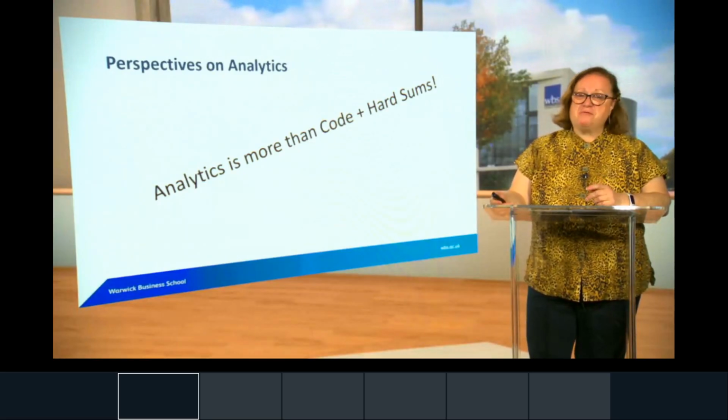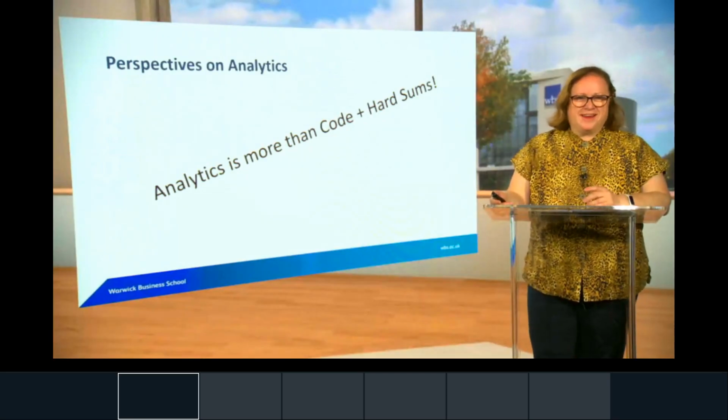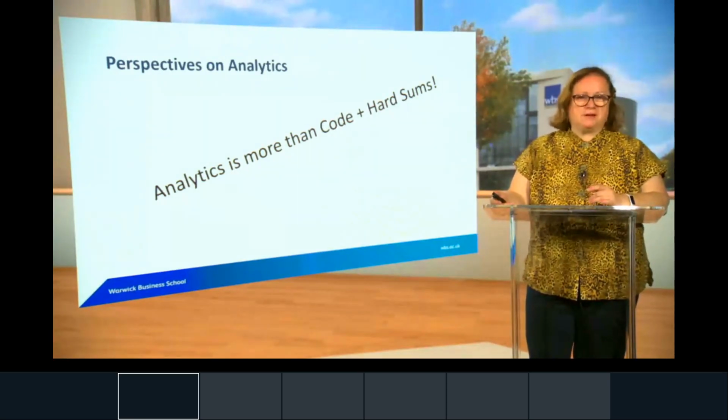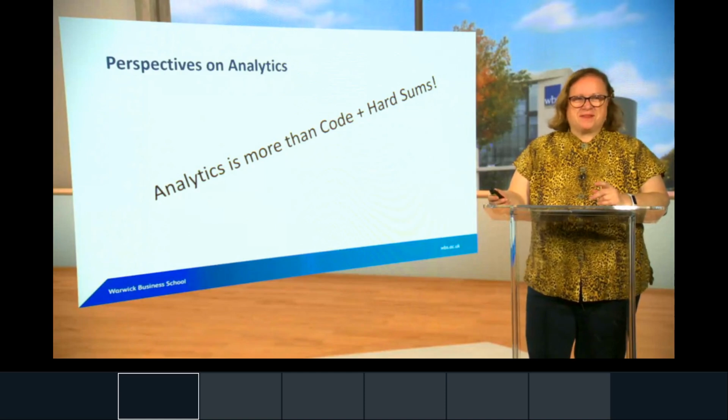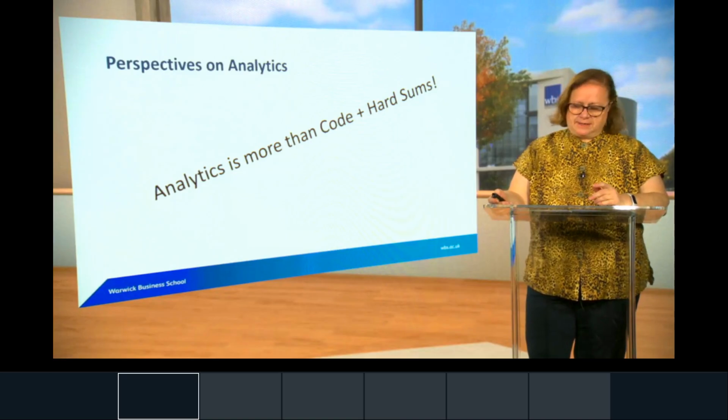Bits of it do involve maths, mathematical ability, particularly some of the modules this term. Some of the modules this term will also involve coding. This module has neither. Now, I know for some of you that will be a huge relief. But what I want to do now is just to introduce you to some different perspectives on analytics.